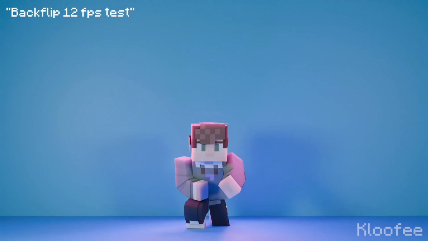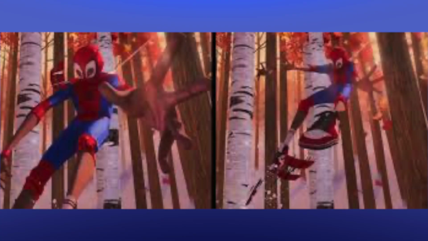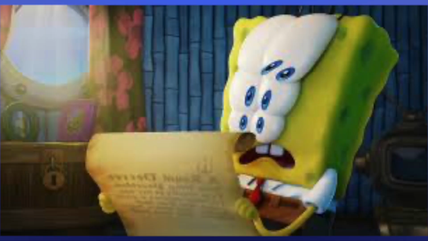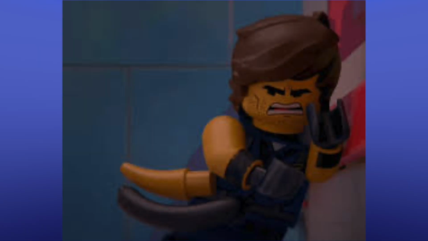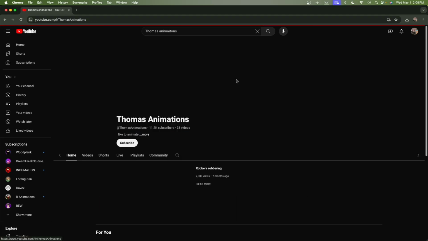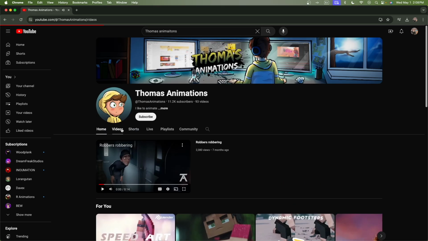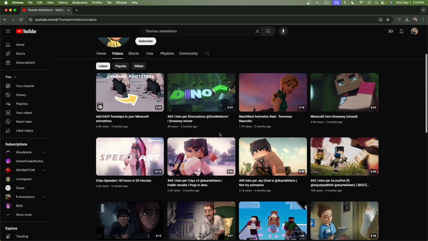Now, there is another thing I could have done, which is I could have done what more 2D animation does and create smear frames. And I looked at an example of this from Thomas Animations, and he is the one who inspired me to try this in the first place. Because originally I was thinking there's no way you could do that with 3D animation. That wouldn't look right, especially with Minecraft animation. I just don't think it would look correct at all.